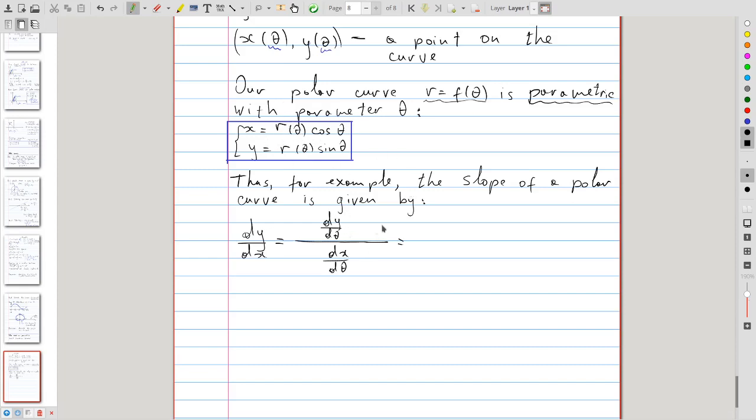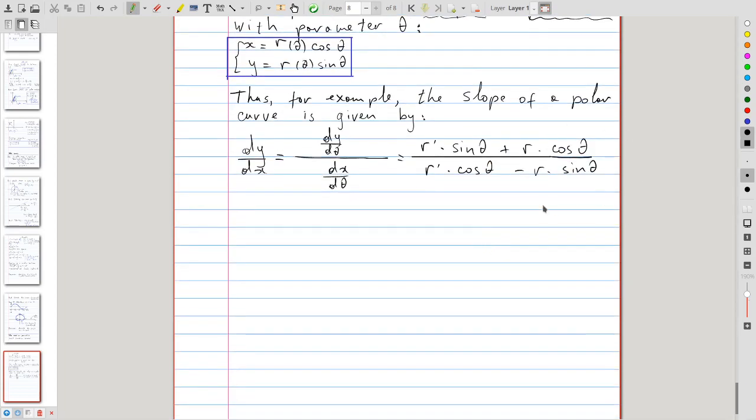So dy over d theta can be computed using the product rule. So in the numerator, we have r prime times sine theta plus r times cosine theta. So that's the derivative of this product we have for y. And in the denominator, we differentiate x in a similar fashion. So we have r prime times cosine theta minus r times sine theta. And so this here gives us the slope of a polar curve for a specific value of theta.